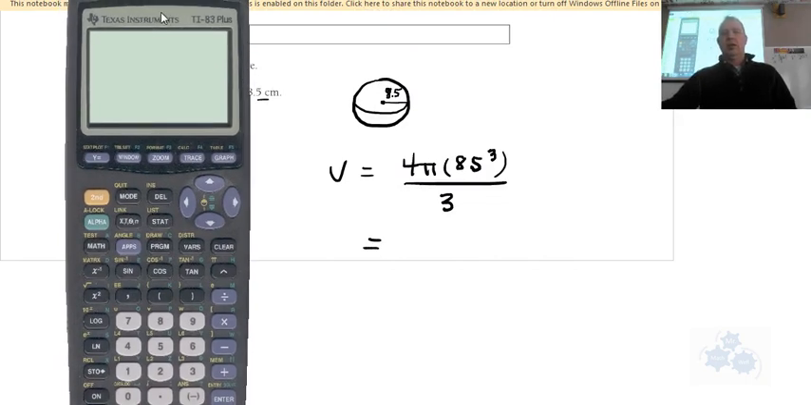You might have a little trouble finding your cubed button on your calculator, depending on what calculator you're going to use. All of you will have some kind of exponent button. It may be a little hat like this one, or it may be like a y to the power of x, or something like that. Don't use the EXP button. That's scientific notation.